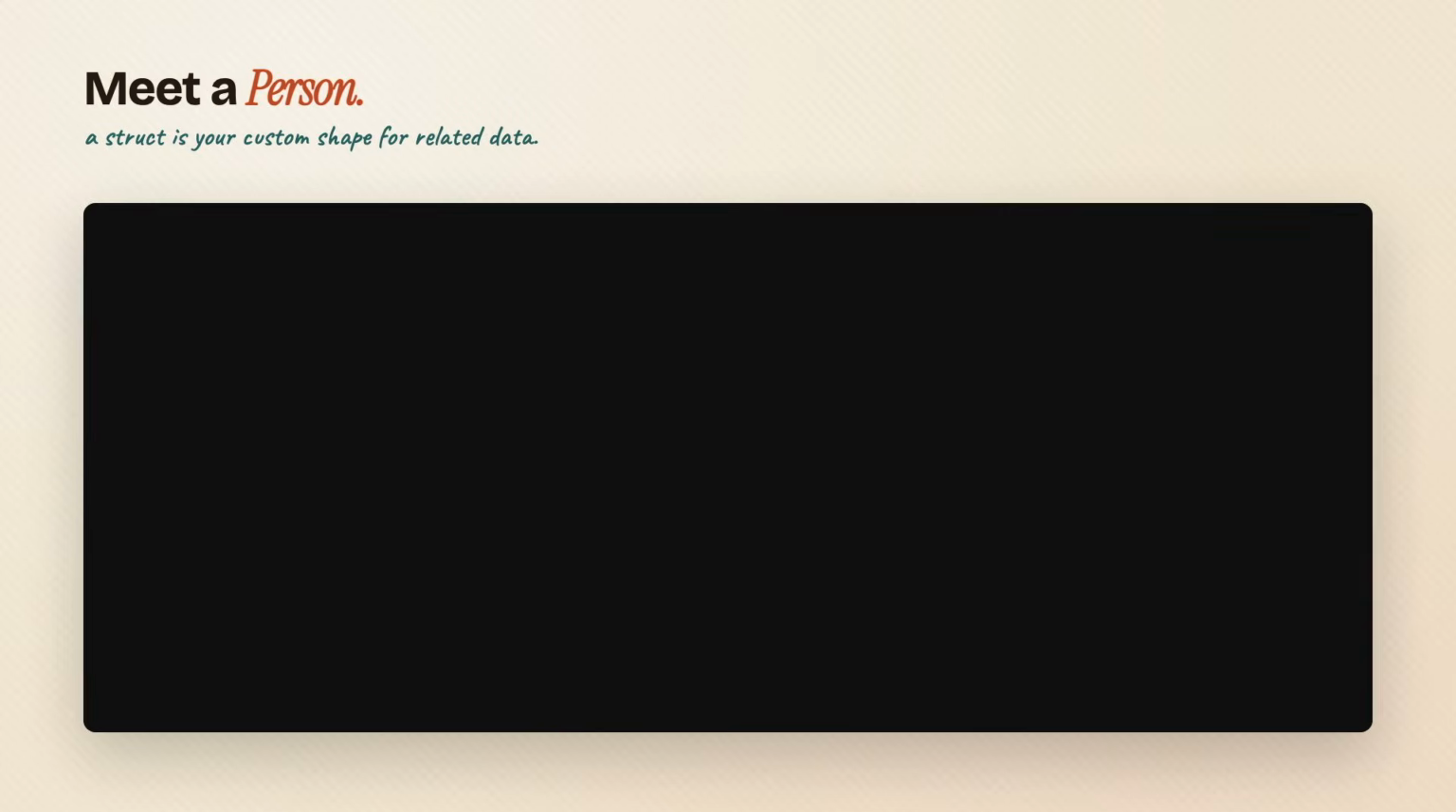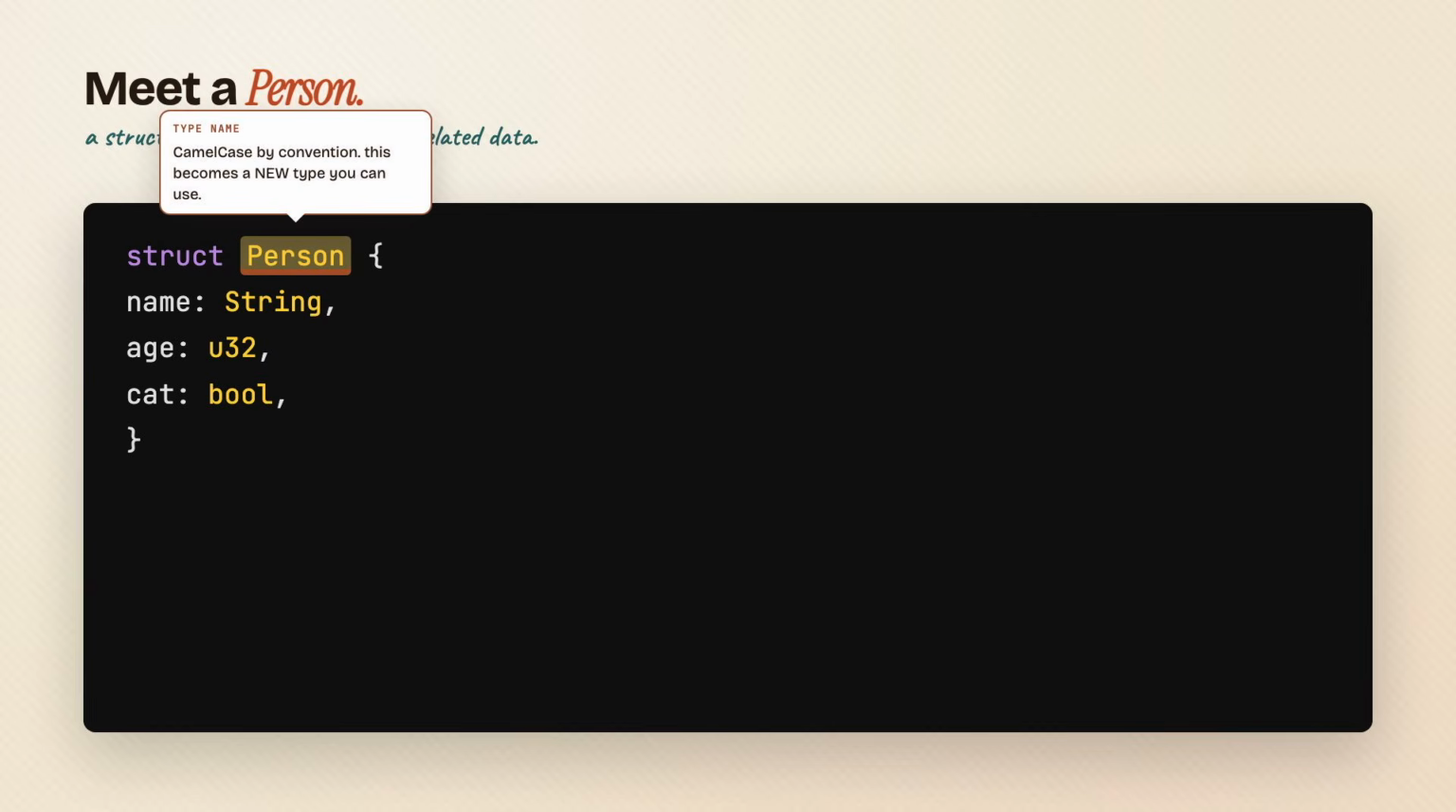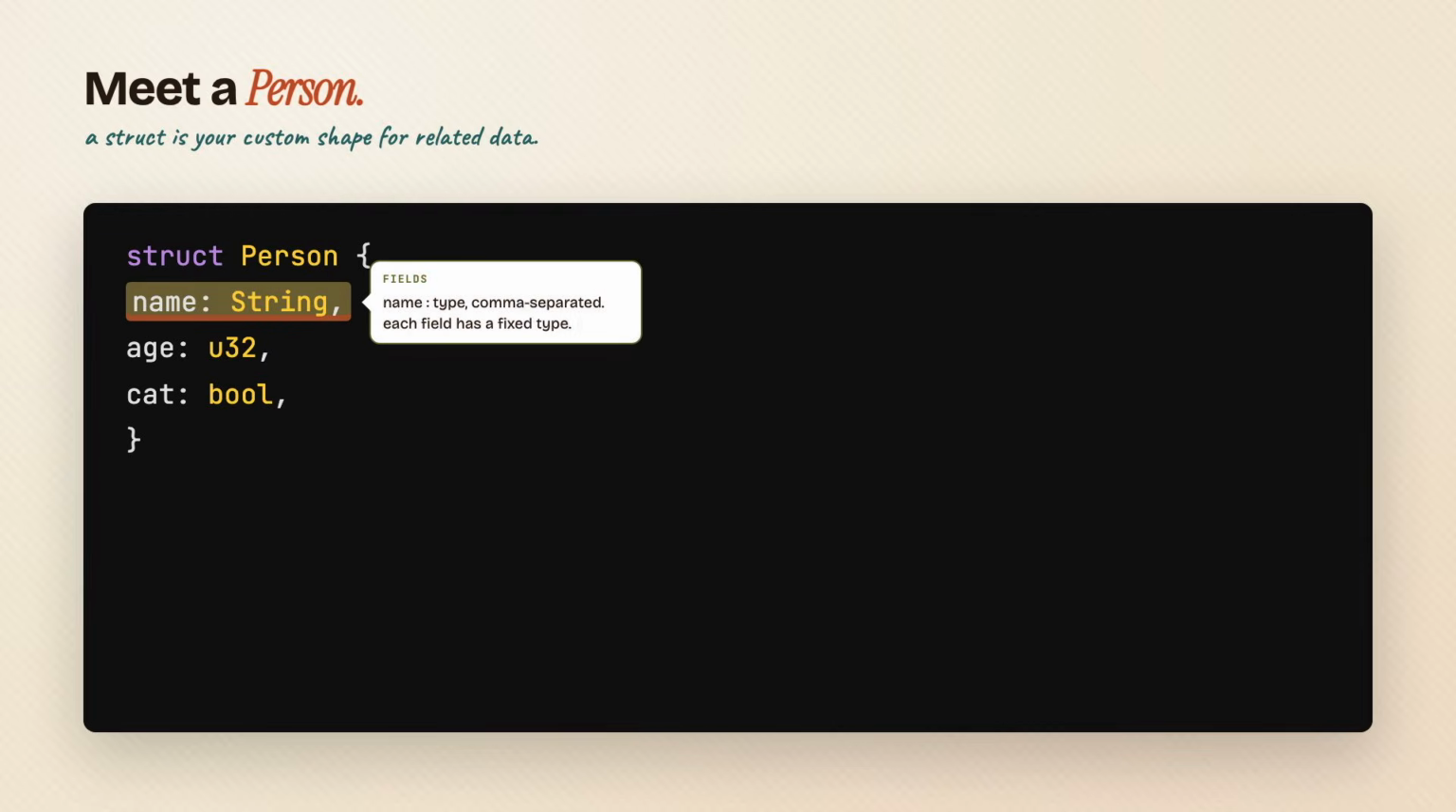A struct is your custom shape for related data. You can define a struct with the struct keyword and a name in Pascal case. Inside the curly braces, you list each field as a name, colon, type, and a comma at the end. This is actually important. So this is a struct, and this person has to have a name, an age, and a cat field. The cat field is a boolean. Just want to know if this person is a cat person and has a cat or not.